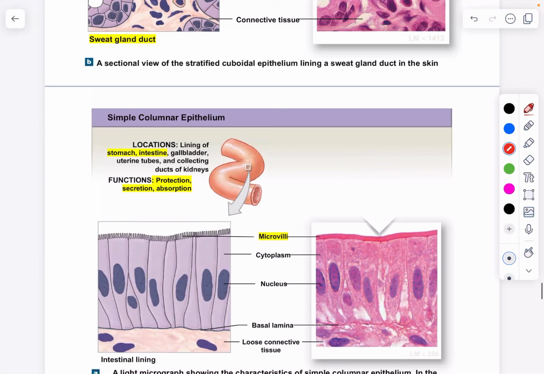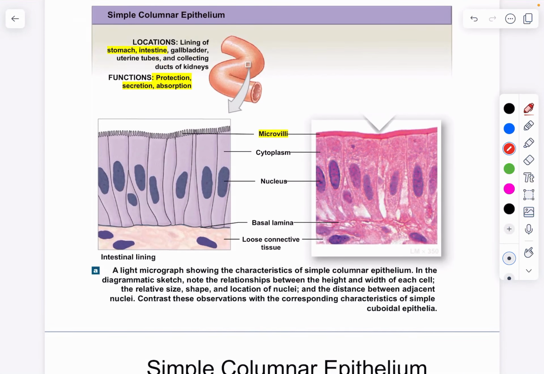Okay, moving on to simple columnar. Simple means one layer. So here are those simple columnar cells. Okay, here are the locations. I highlighted a couple that I thought were easier to remember. It's really the gastrointestinal tract, or the digestive tract is fine to say, stomach, intestines, any of those are fine to say. Because these cells are really long, or tall, they are involved in protection. And you can make out that on the apical domain, there are microvilli.